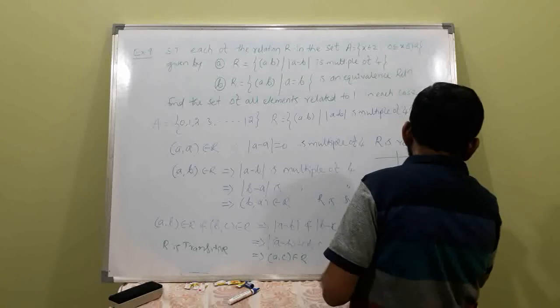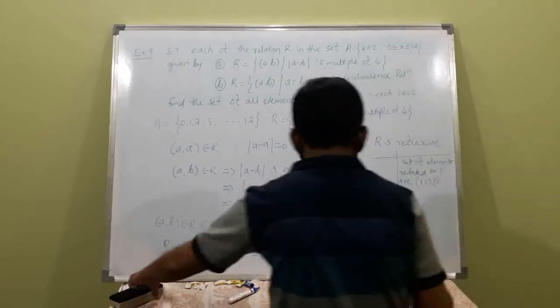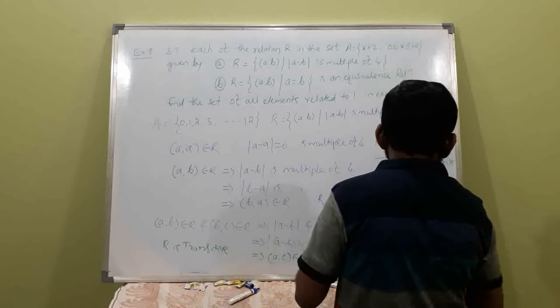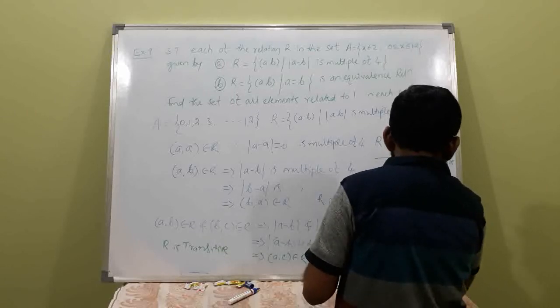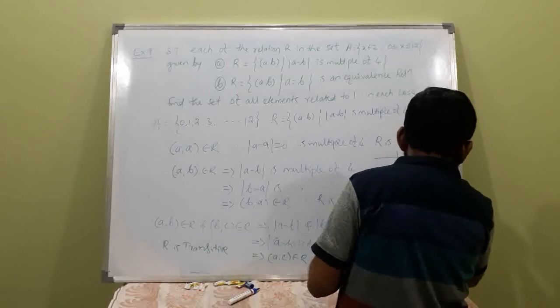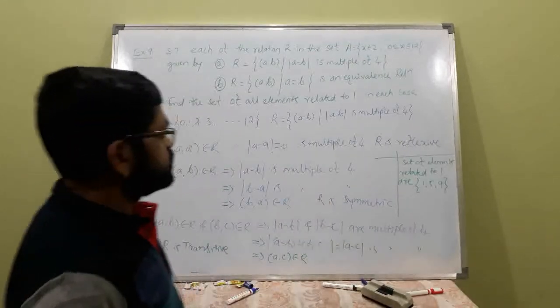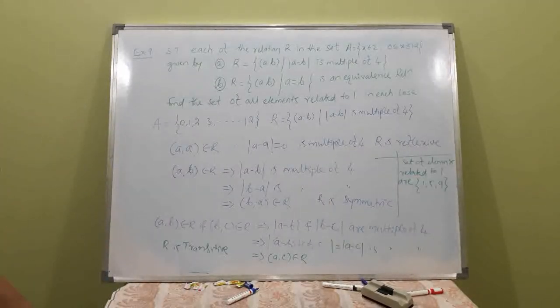Elements related to 1 means the relations are (1, 1), (1, 5) and (1, 9). Okay, you got it. Take it.